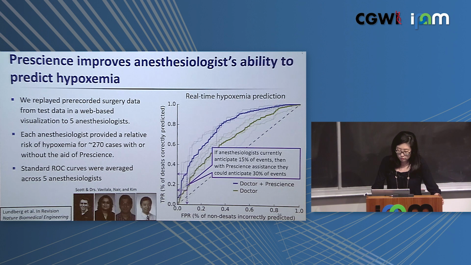And then what this result suggests is that if anesthesiologists currently anticipate 15% of the events, the y-axis of the ROC curve, then with the Prescience assistant they can anticipate 30% of these events. So what this actually means is an estimated additional 2.4 million surgeries in the US, a large portion of which may be preventable because they are attributable to modifiable features.